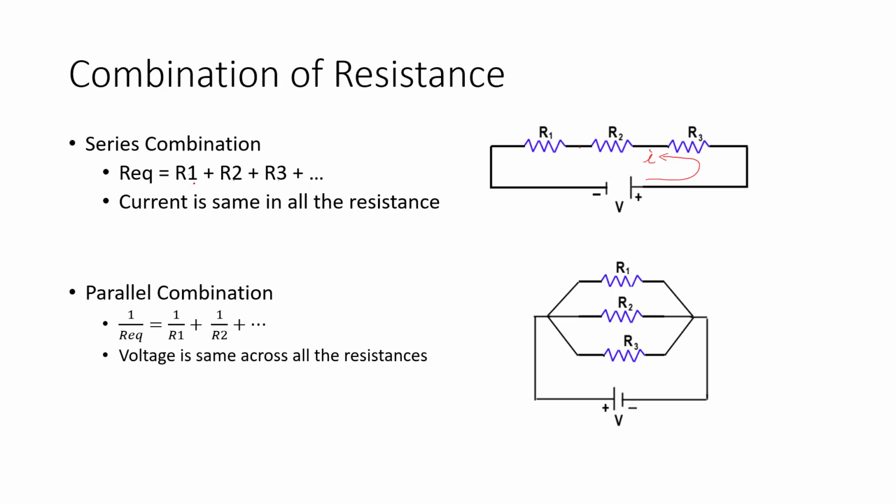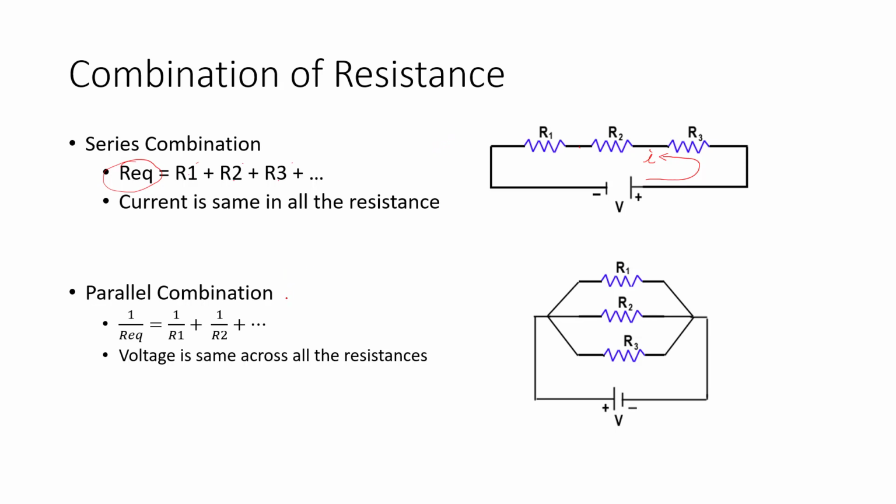If you see here, you can see that this R equivalent is going to be larger than R1, R2, R3 or any other resistance that is present. So the net resistance in the series combination is the sum of the individual resistances, and it is larger than any of the individual resistance.